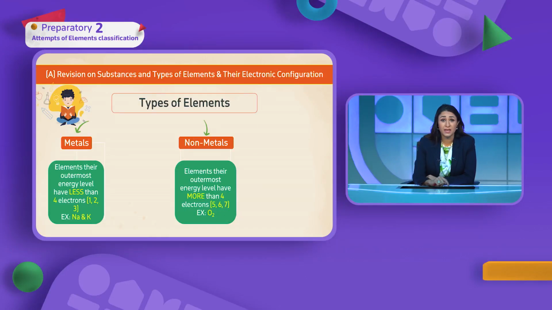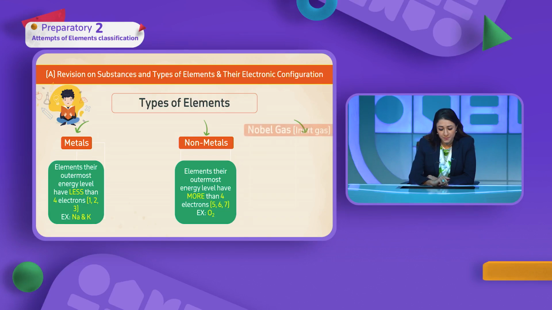Number 2, we have non-metals. We took last year that non-metals are elements that have 5 or 6 or 7 electrons in their outermost energy level, as we see in our definition. For example, oxygen. Oxygen, its atomic number is 8. So when I distribute its electrons on the energy levels, I find it is 2, 6. So 6 electrons in the outermost energy level means that it is a non-metal.